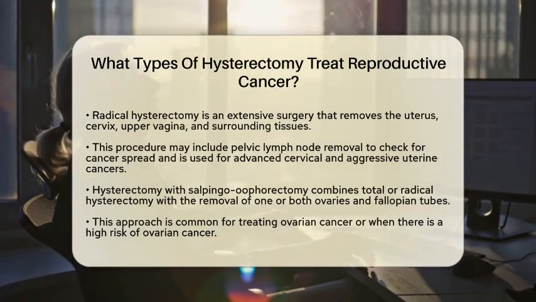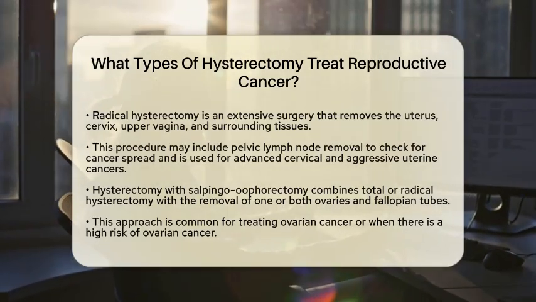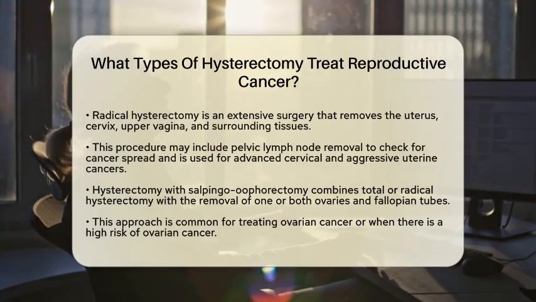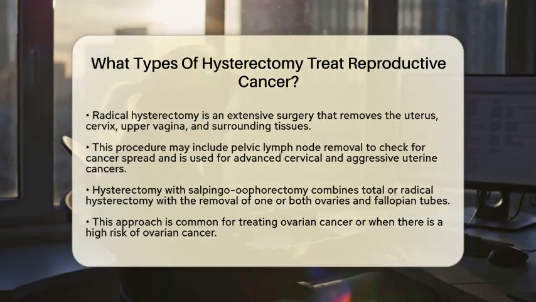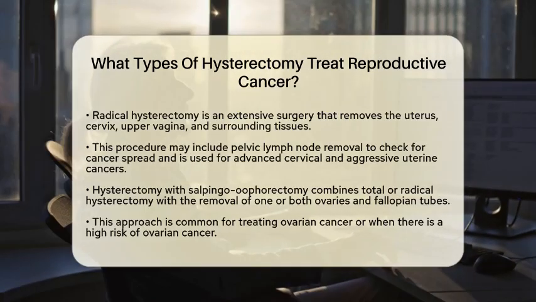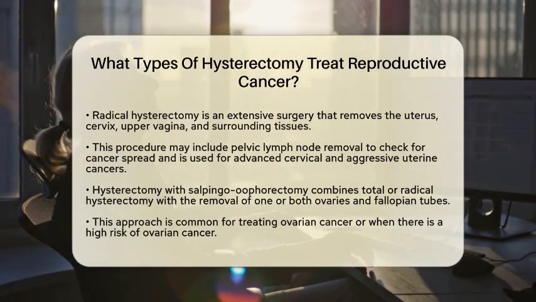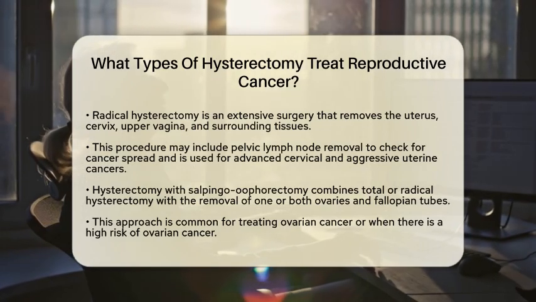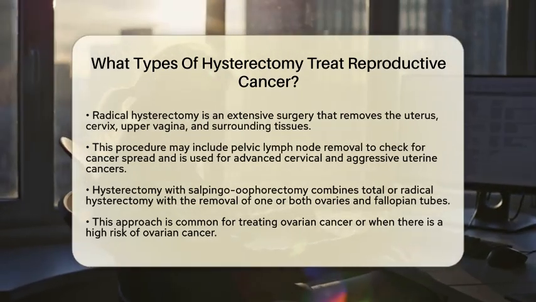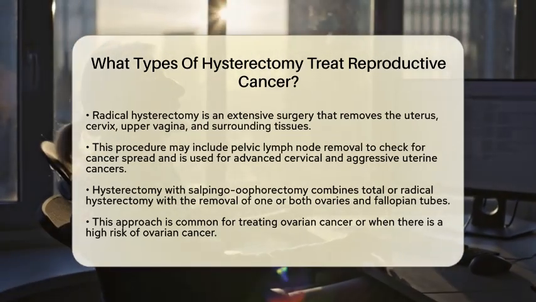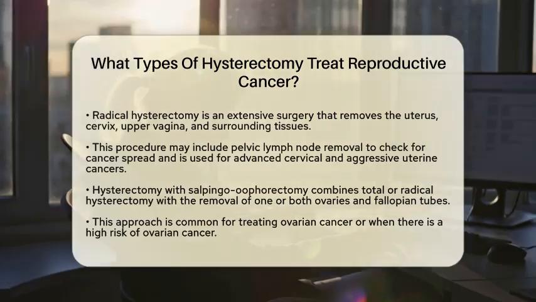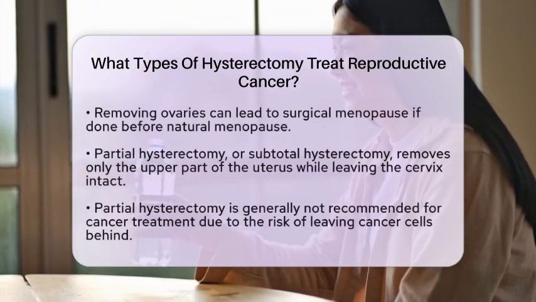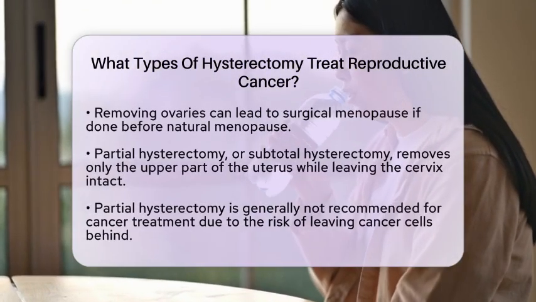Another type is the hysterectomy with salpingo-oophorectomy. This combines either a total or radical hysterectomy with the removal of one or both ovaries and fallopian tubes. This approach is common in treating ovarian cancer or when there is a high risk of cancer in the ovaries. It is important to note that removing the ovaries can lead to surgical menopause if it occurs before natural menopause.